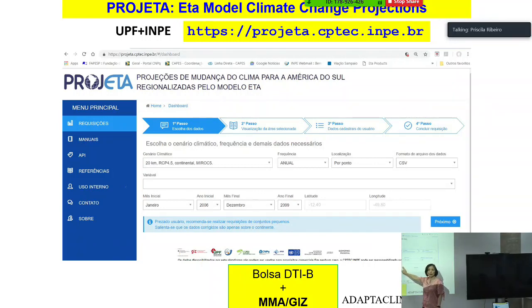And the other thing is the variable. We only allow one variable at a time, so you have to enter again and again. But these extreme indices have also been calculated, like WSDI, the heat wave. It's possible to get information for the present and for climate change. For the current climate you have to look for, not RCP, but historical. Historical goes up to 2005 for AR5. In 2006 the scenarios, the RCPs, start.